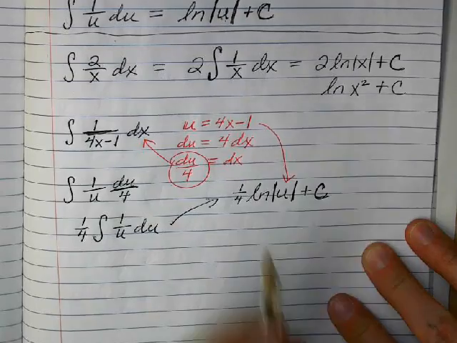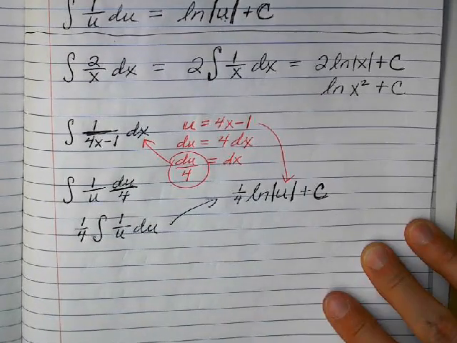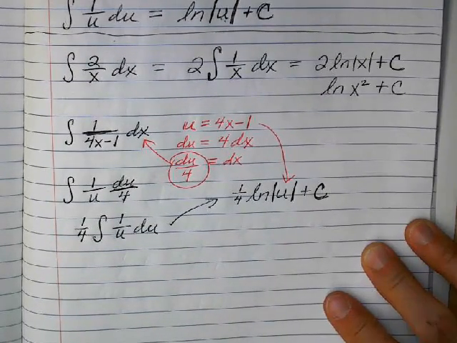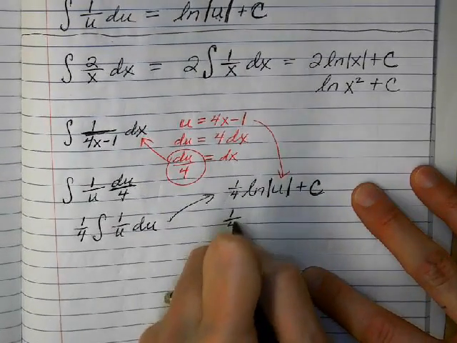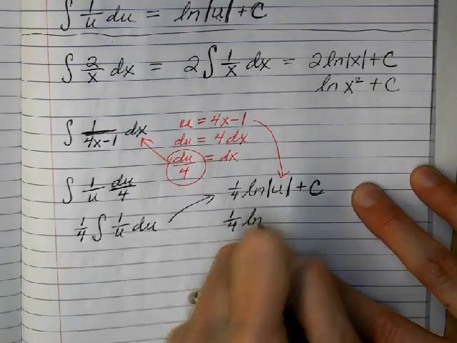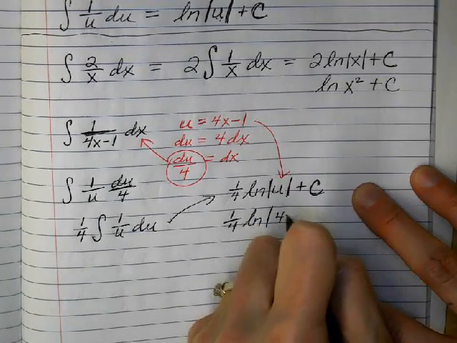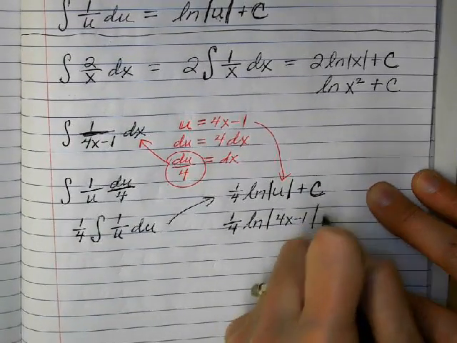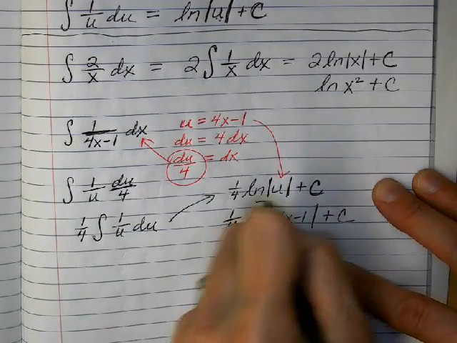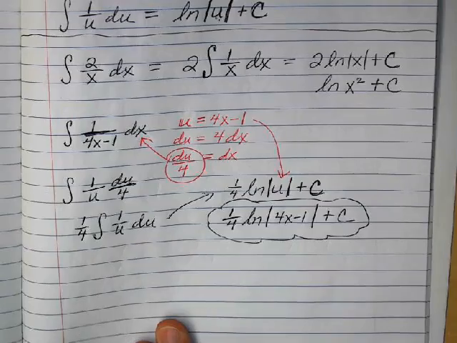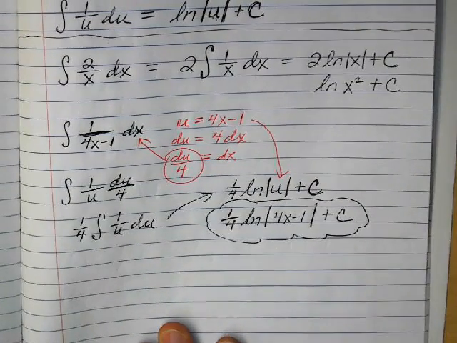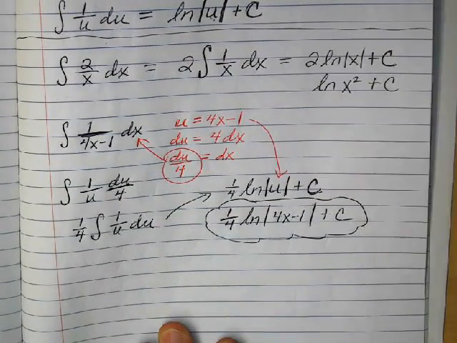So it's 1/4 natural log of 4x minus 1 in absolute value plus c. There we go. There's the answer. So what do you think? You have u substitution on this stuff too, like we've learned.